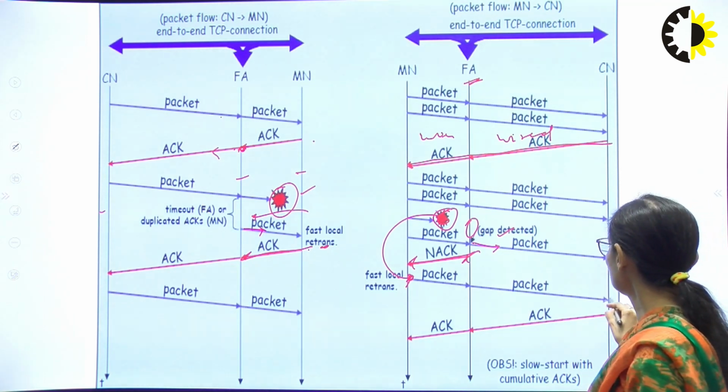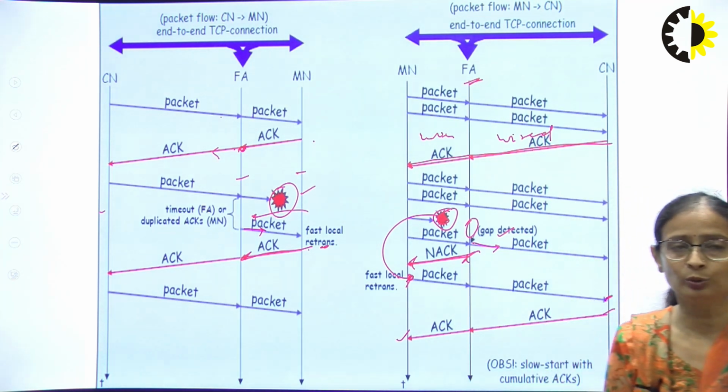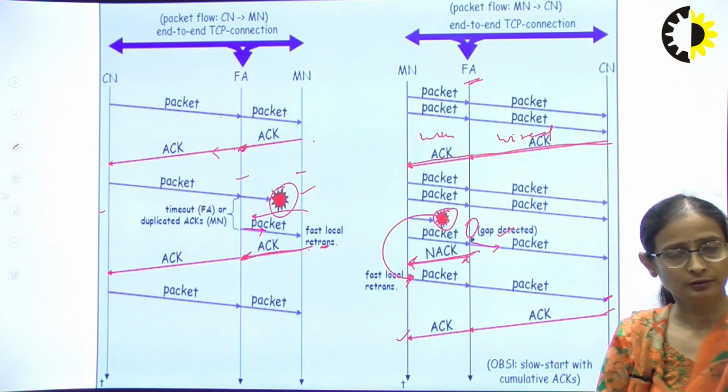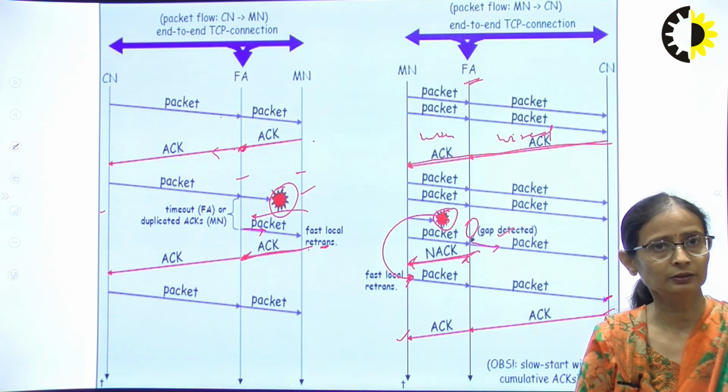Now this packet reaches the CN, and it will send the acknowledgement to the mobile node, and the mobile node comes to know that okay, this particular packet has been received by the correspondent node.